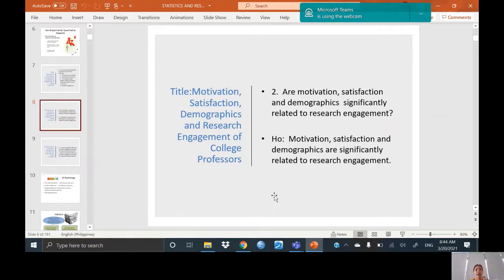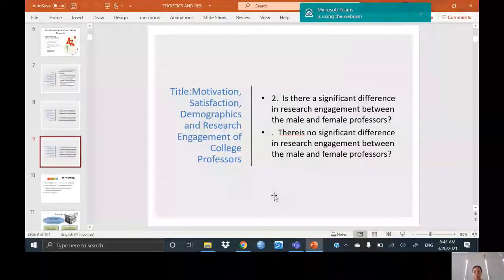Then we also have another question. By the way, it should not be number 2, it should be number 3. We have another question. Is there a significant difference in research engagement between the male and female professors? So this time, this question is not asking for a relationship, but it is asking for a significant difference. But still, similar to the previous question on relationship, this question is also an inferential question because this could be answered by either a yes or no answer.